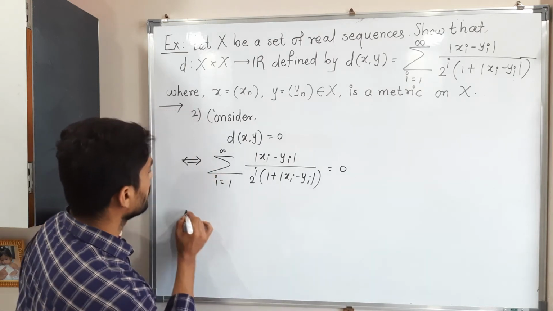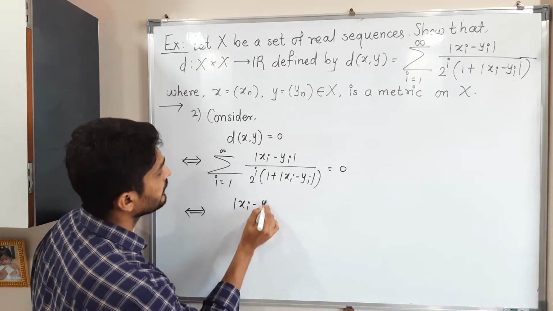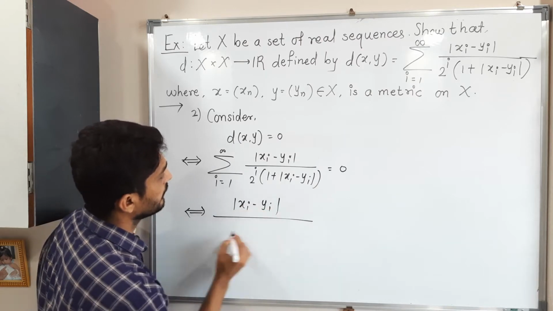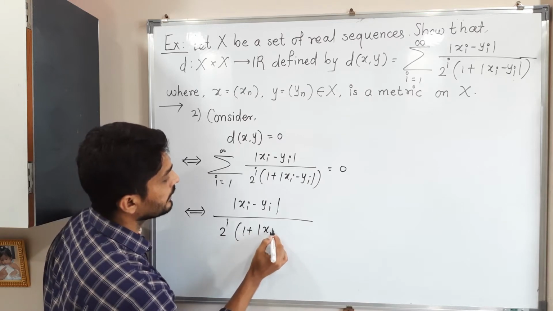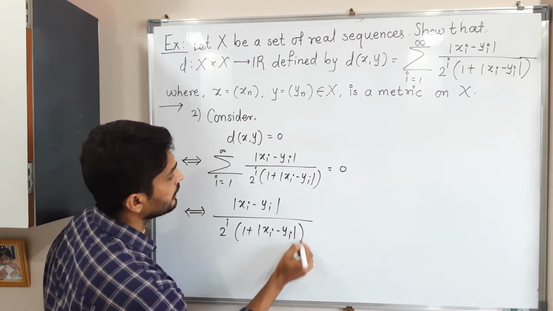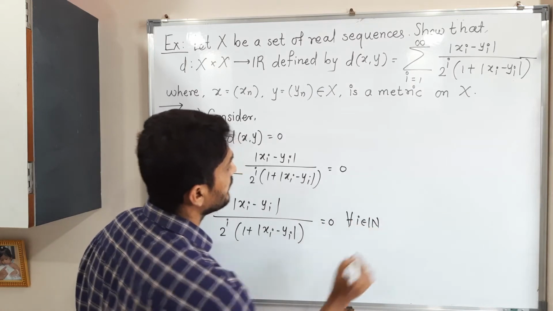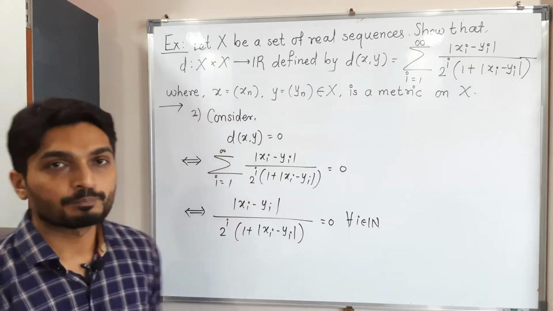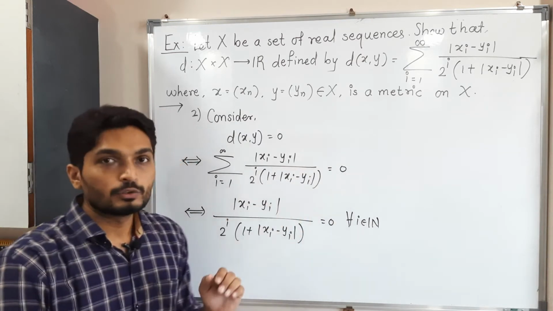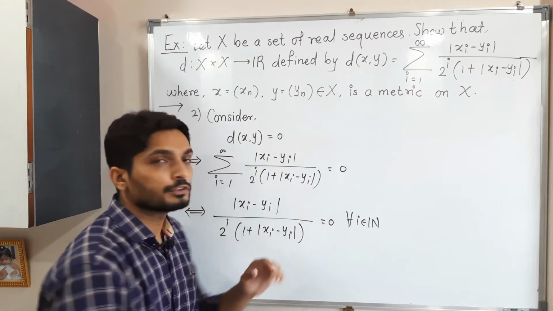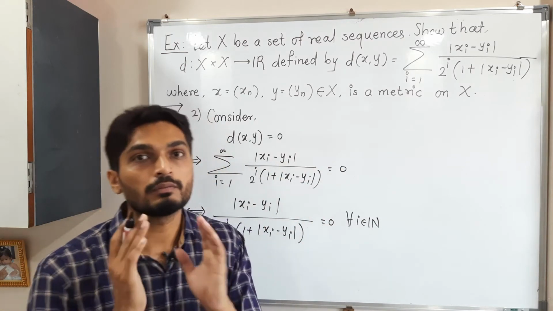So therefore each term, mod xi minus yi divided by 2 raised to i, 1 plus mod xi minus yi is equal to 0, and this is true for all i belonging to the set of natural numbers. Each of them is 0. We have a denominator, now I will shift it there. Here is a division, if you shift it there, there will be a multiplication. But 0 is there, so 0 into anything, we will have 0.